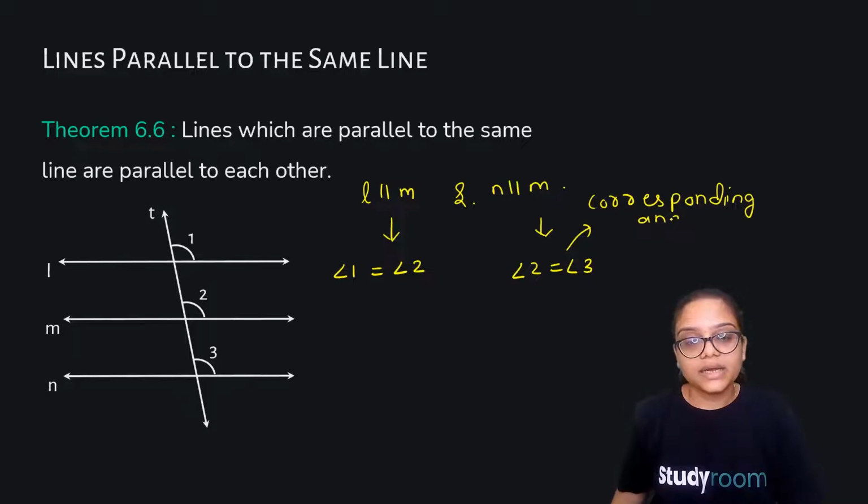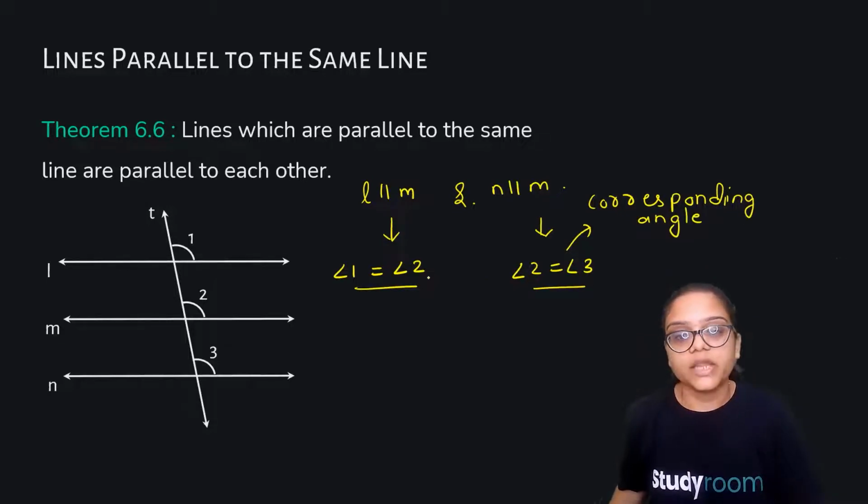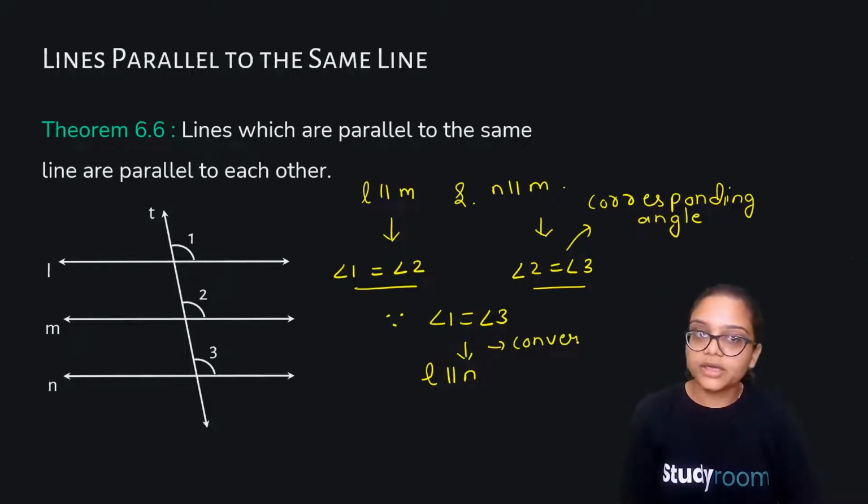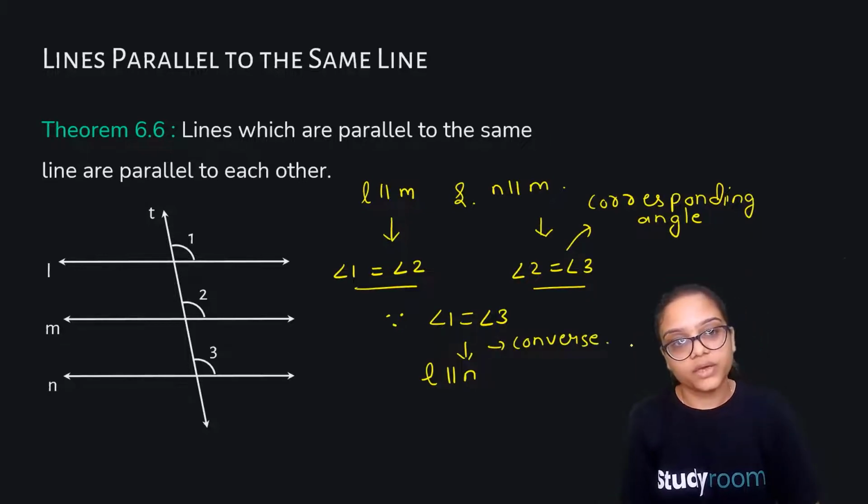Now, analyze this. If two things are equal to the same thing, by Euclid's geometry, then they are equal to each other. Hence, we have drawn this conclusion, and we can state this using the converse of corresponding angles. If corresponding angles are equal, then the lines are parallel to one another.